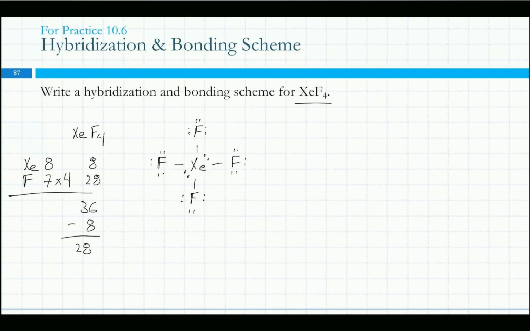Okay, so I guess let's talk in terms of AXE notation first, right? If we're doing VSEPR theory. So how many bonding groups do I have? 4 bonding groups. There's a total of 6 electron groups. And then 2 lone pairs. So AX4E2. What shape is this going to be?